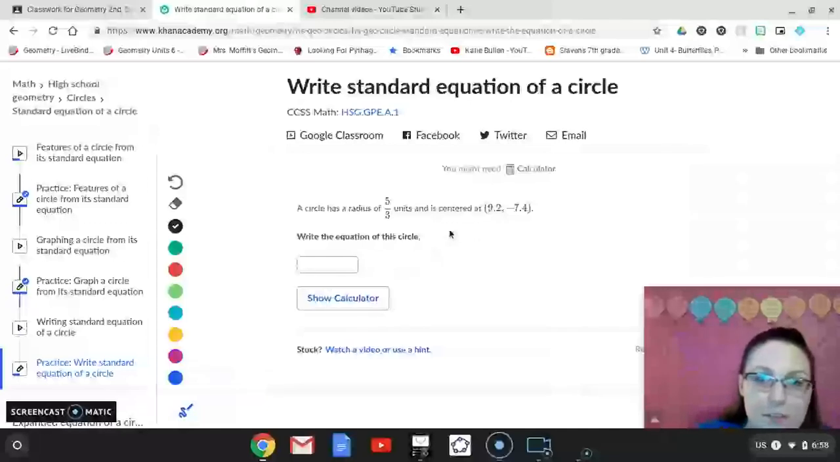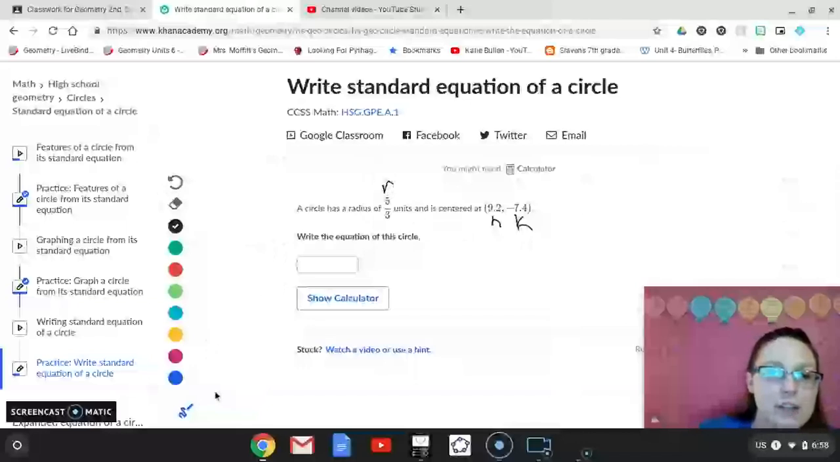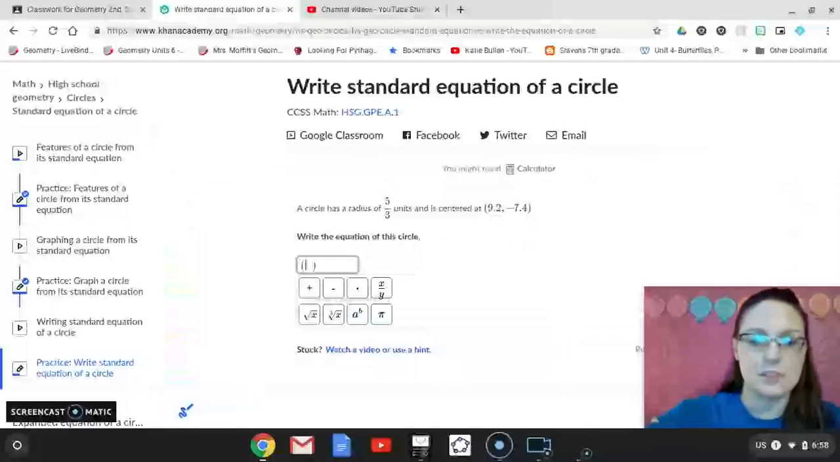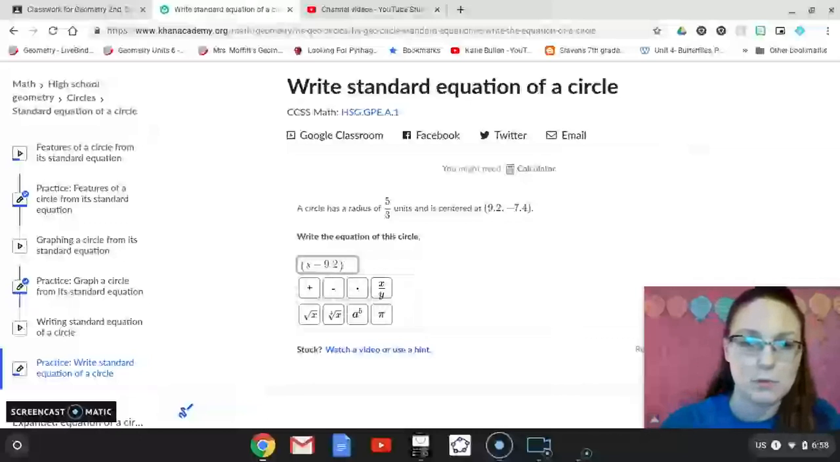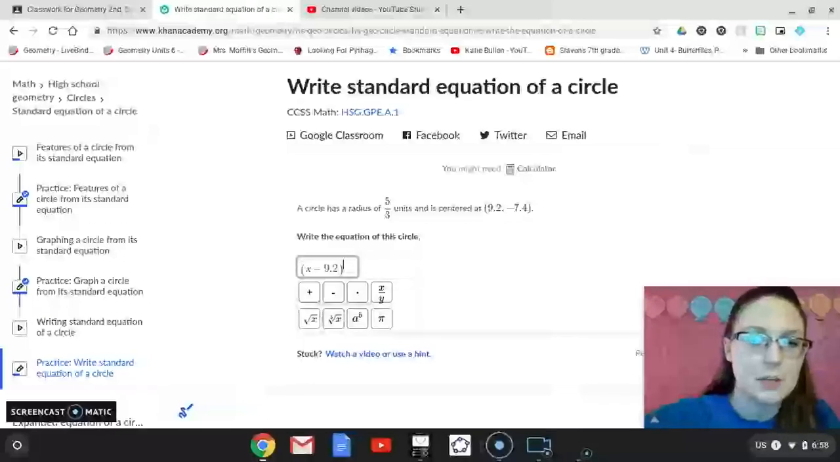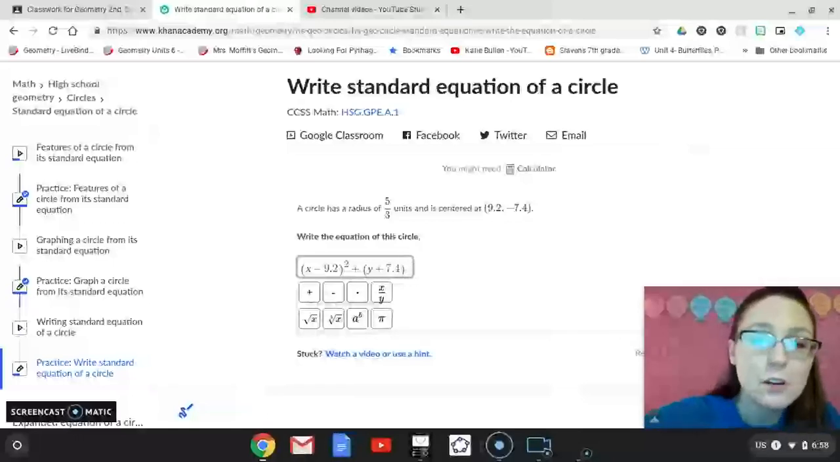Okay, so if this is the center, I know the center is h, k, and the radius is 5/3. All right, so I'm going to put in parentheses x minus 9.2, close my parentheses, and then I'm going to square it, plus parentheses y minus a negative makes it plus 7.4 squared.